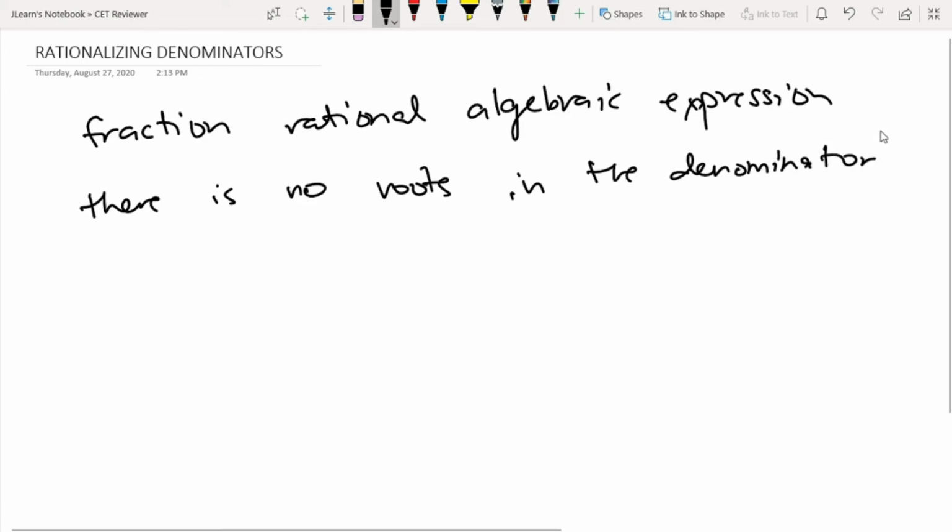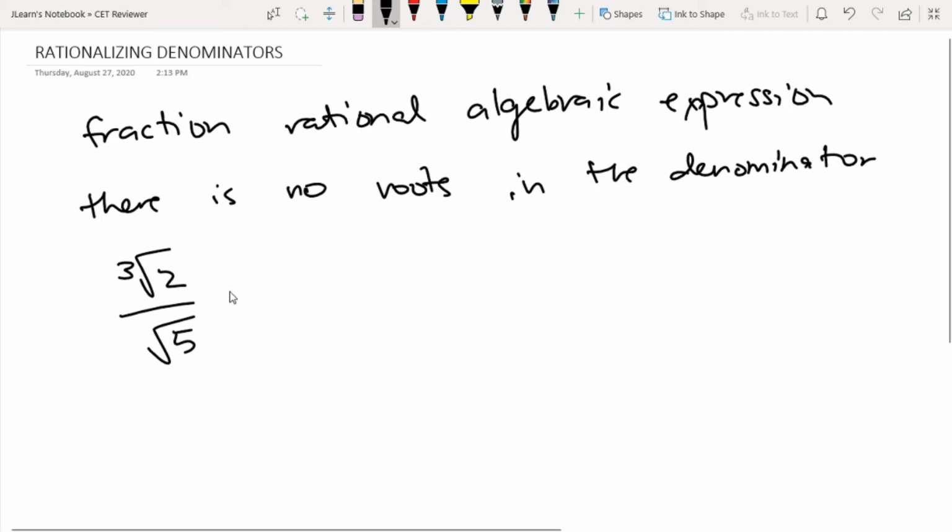Okay, so what do I mean by that, no? So for example, you have cube root of 2 all over the square root of 5. Okay, so hindi pa to in simplified form. Kailangan pa natin to i-simplify further. So what we do is called rationalizing the denominator.